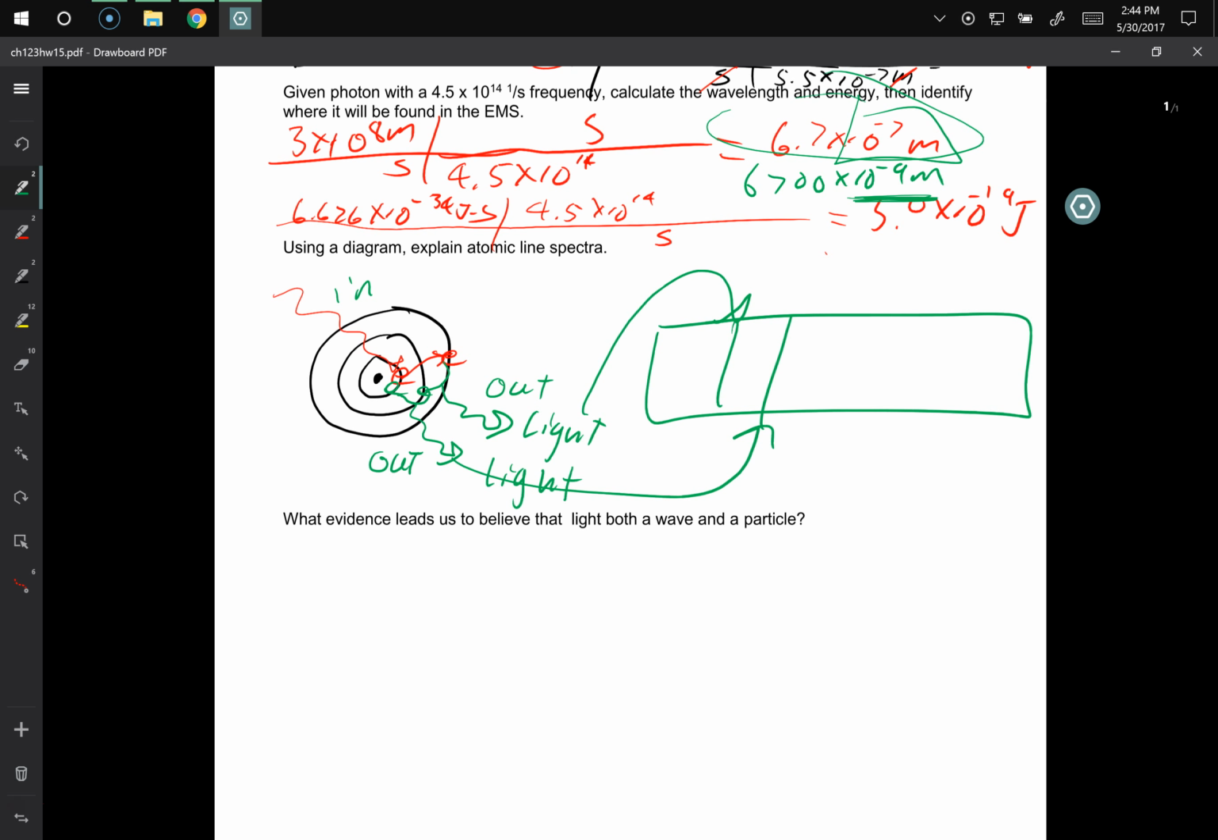The other thing you could have drawn is the energy level diagrams, and then talked about electrons bouncing up and dropping back down and then the light coming off of there. Doesn't really matter.